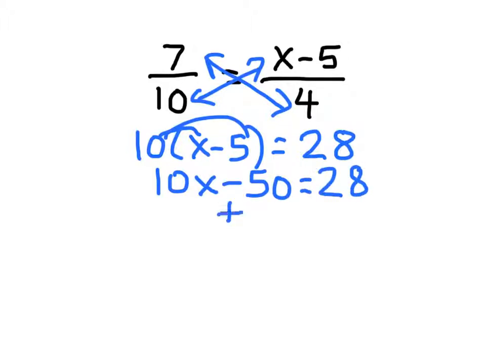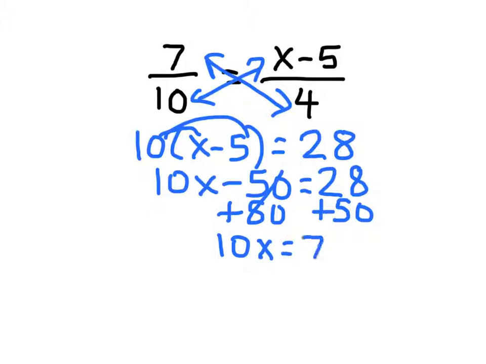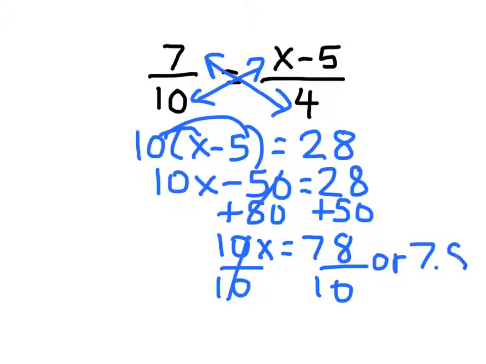All right, now let's add 50 to both sides. That gives us 10x equals 78. Now divide both sides by 10. So x equals 78 tenths, and you can reduce this as a fraction, or in this case, dividing by 10, it's simpler just to write the answer as a decimal. 78 divided by 10 is 7.8. All right, so how'd you do on that one? Okay, let's try one more.